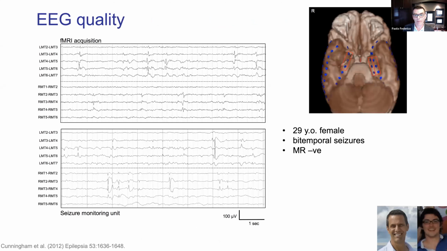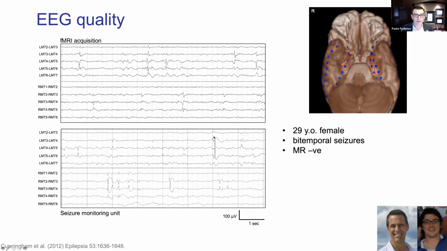So here's just an example of an early study from 2012 when we used to do subdural recordings of a patient that had bilateral mesiotemporal epilepsy, non-lesional. And here, the location of the discharges are shown in the red squares. And this is work performed by one of my graduate students, Cam Cunningham, and my research associate, Dan Pittman.